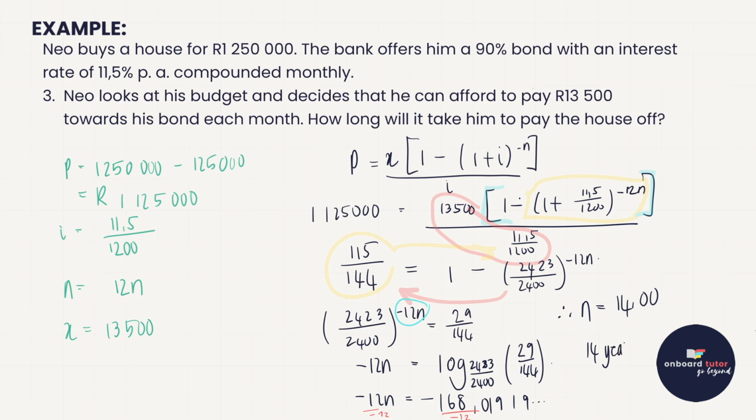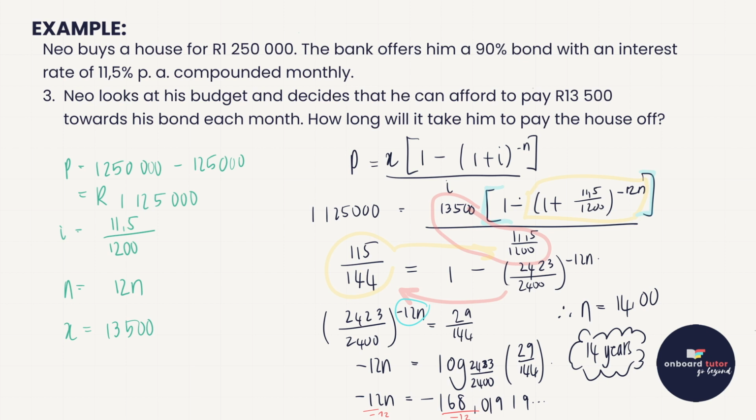Okay, take a moment. This is what I love about financial maths, is that we can then think about it. So Neo was paying off, remember what we said in the previous question, 12,000 Rand a month was going to take him 20 years to pay. If he simply adds another 1,500 Rand a month, he reduces his payment term by 6 years.